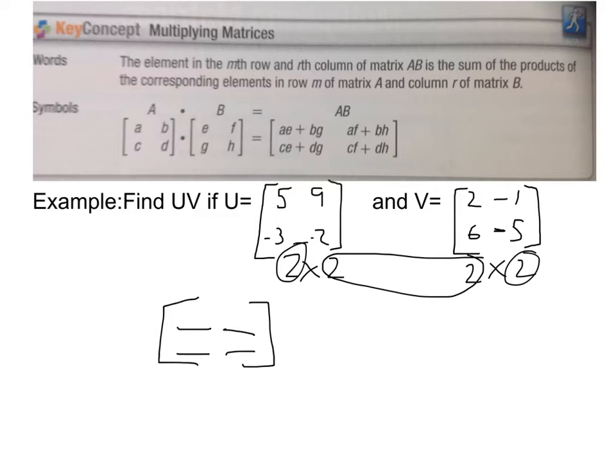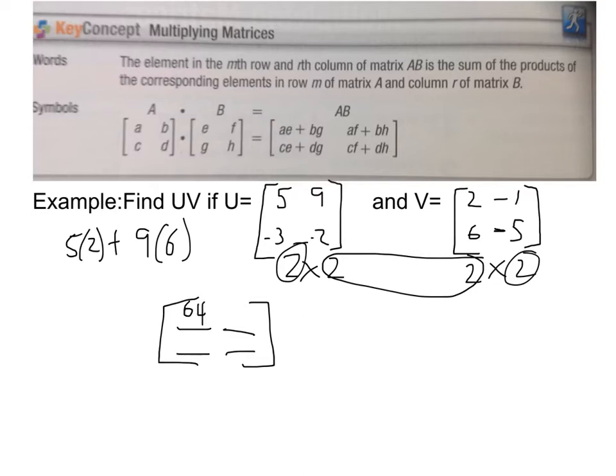Alright, looking at this first area, that's the first row, first column. So I'm going to take the first row here, multiply it by the first column here. That's going to be 5 times 2 plus 9 times 6. Again, first row times the first column. 5 times 2 is 10, 9 times 6 is 54. Add those together and we get 64.